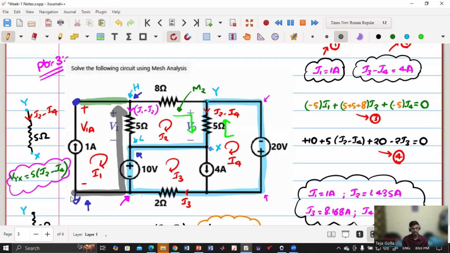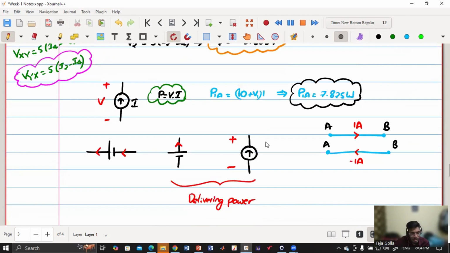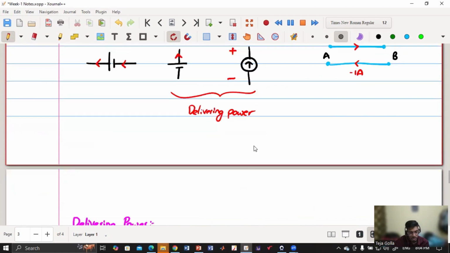Then if I change the sign, it should be consuming power. No, no, okay. So now 10 plus V1 is 7.825, right?